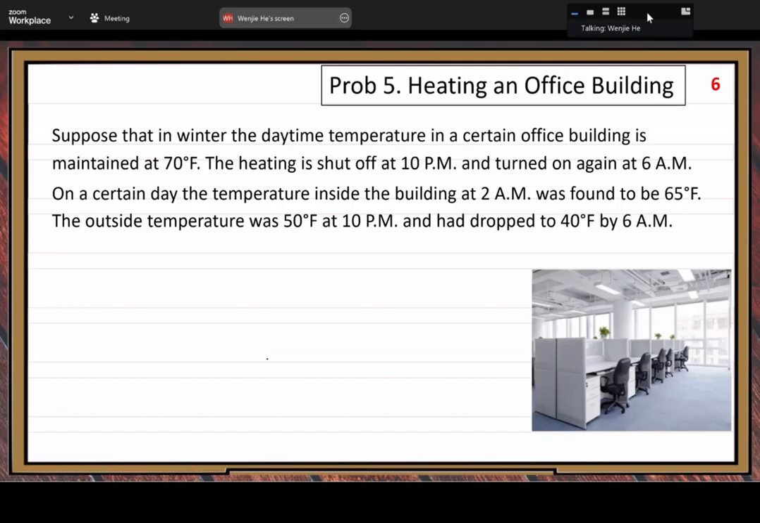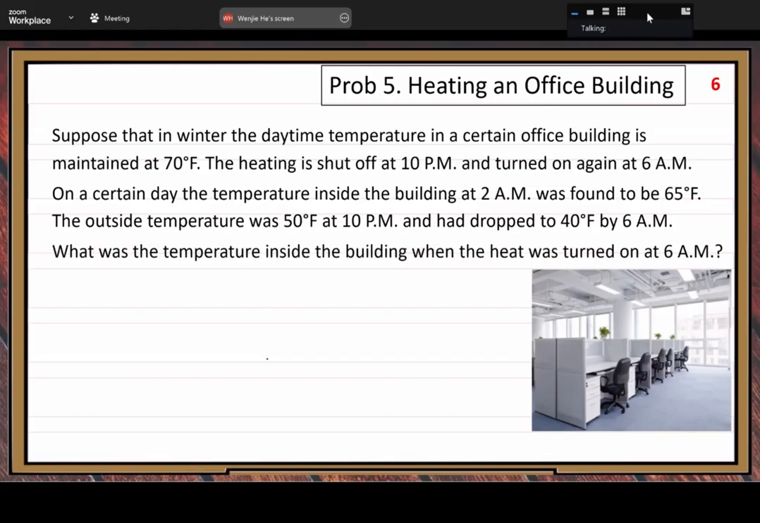Outside, inside, different temperature. Inside you have air conditioning. Outside, different temperature, 50 degrees at 10 p.m., and it had dropped to 40 degrees at 6 a.m. Outside temperature. Question: what was the temperature inside the building when the heat was turned on at 6 a.m.?